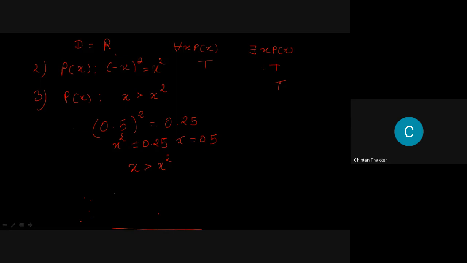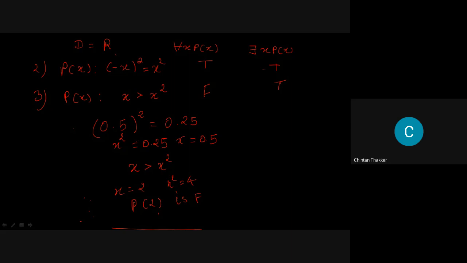If you take x equal to 2 here, then 2 is not greater than 2 square, that is, x square is 4. So 2 is not greater than 4. So P of 2 is false. That means you got the counter examples. So we have the solution: for all x P(x) is false, and there exists x P(x) is true.